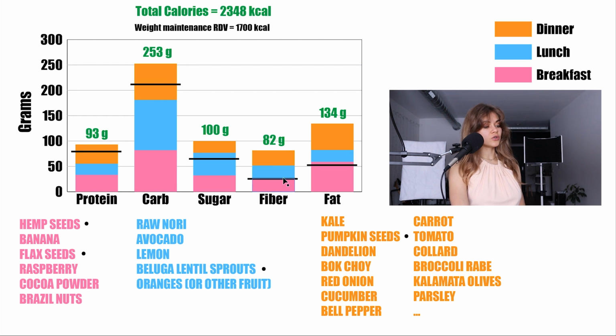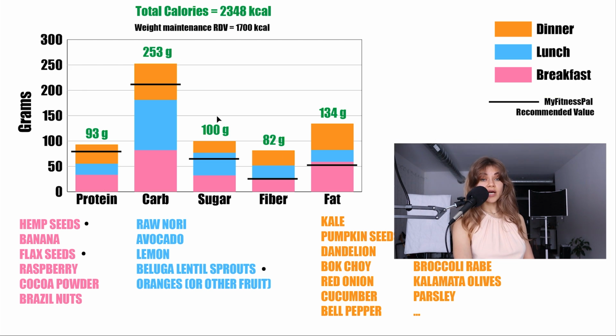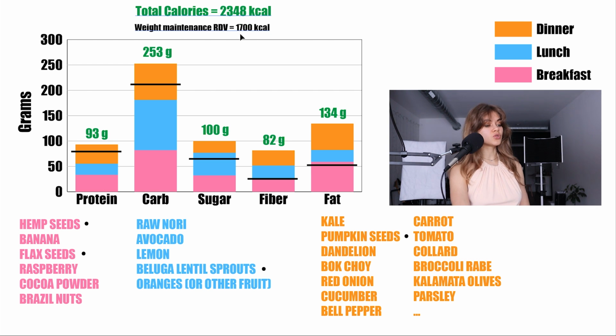How much each of those elements contribute to the daily values of whatever we're measuring here. And I plotted here grams of protein, carbs, sugar, fiber, fat. Total calories that I calculated are given on the top. And with black dashed lines, I put my Fitness Pal recommended values for maintenance at 48 kilograms of weight. So they recommended me to stay at 1700 calories with my level of daily activity.